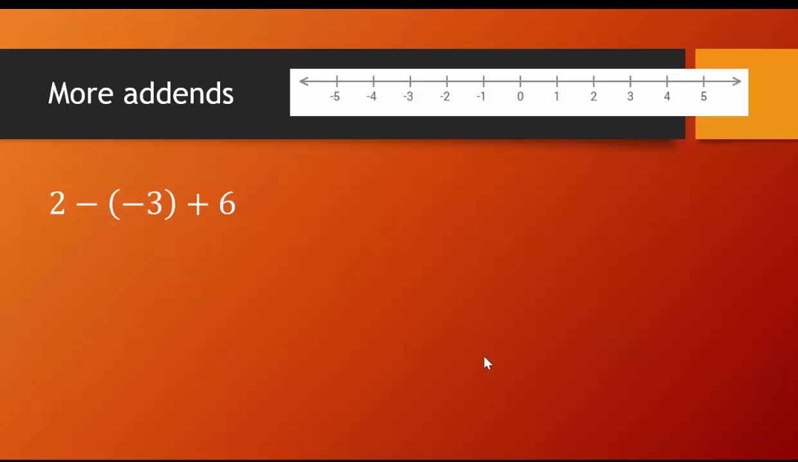We are taking some more ideas. Now see, we have 2 minus negative 3 plus 6. So let's go step by step. First we write 2 and then we see 2 negatives for 3. So that becomes positive. Now you can go from left side. So 2 plus 3 is 5 and then you add 6 again and 5 plus 6 is 11.